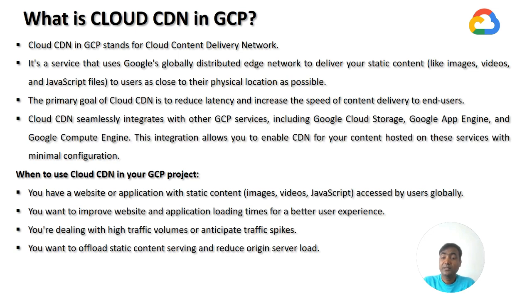Guys, when to use Cloud CDN in your GCP project. You have a website or application with static content, images, videos, JavaScript and more accessed by users globally. You want to improve website and application loading times for a better user experience. You are dealing with high traffic volumes or anticipate traffic spikes. You want to offload static content serving and reduce origin server load. Then you can use Cloud CDN in your GCP project. Now guys, I hope you understand what Cloud CDN is and when to use Cloud CDN in your GCP project.